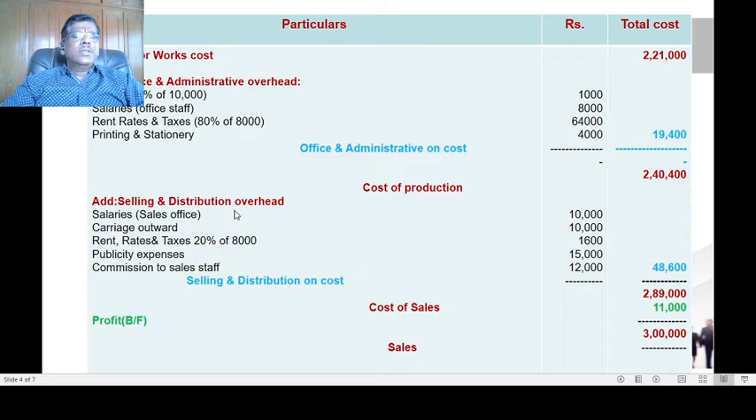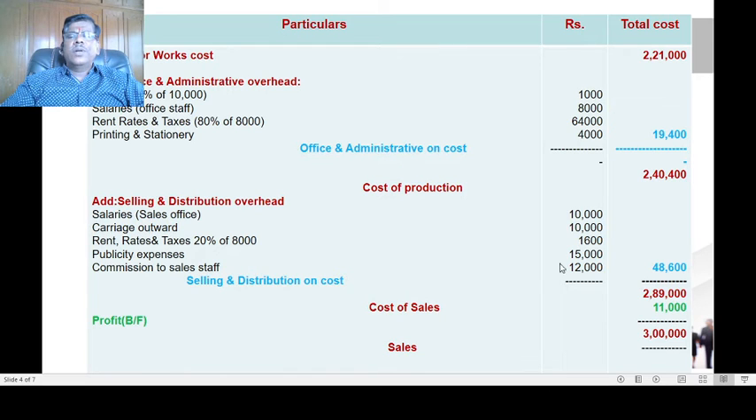Then add selling and distribution overhead. Salary of the sales office is 10,000. Then carriage outward, it is sales related. Then rent, rates and taxes, only 20% of this 8,000, that is 1,600.